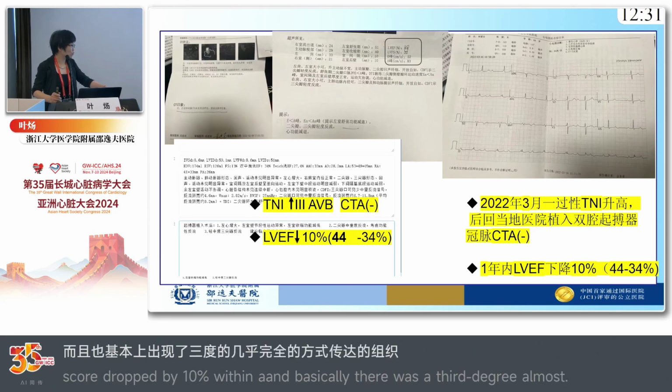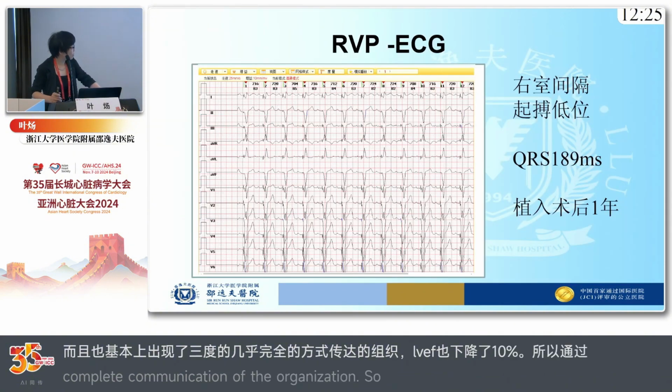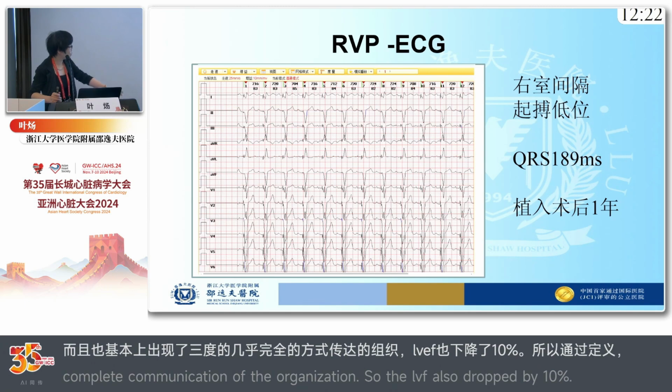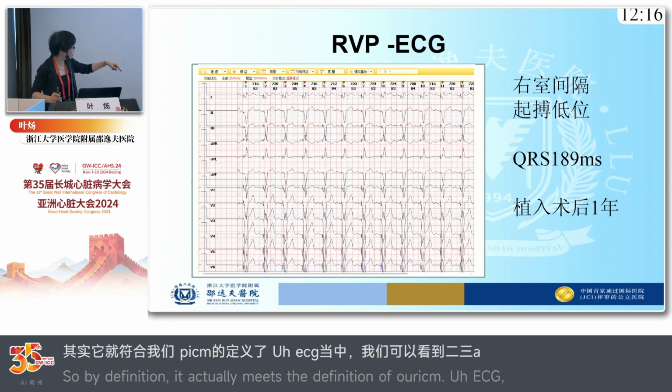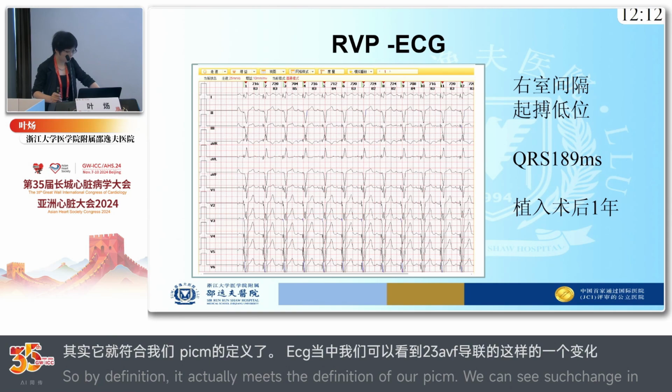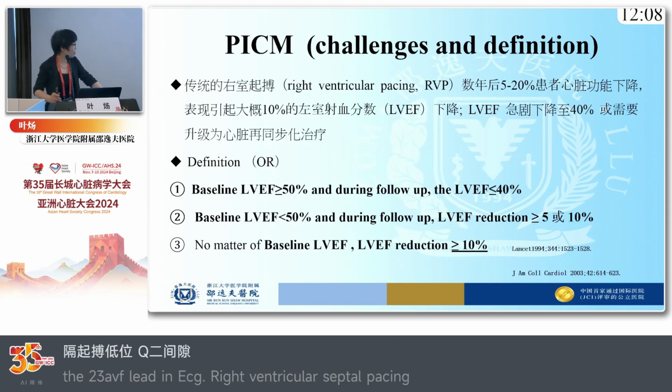So from the definition, it's a defined PICM, right? Let's continue. We found the ECG in leads 2, 3, and aVF is, I think, a bit lower septal, and also the QRS duration is 189 milliseconds. So we define the PICM.